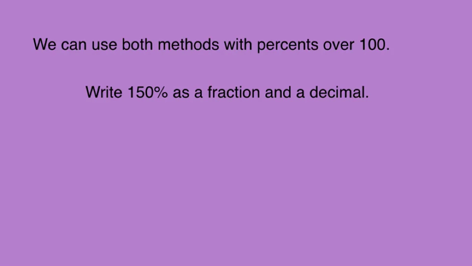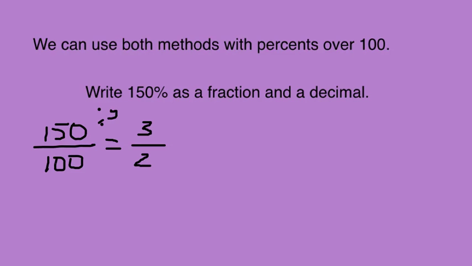We can also use both methods with percents that are over 100. Sometimes students will get confused when they see a percent over 100 and think that they cannot write that as a fraction or a decimal. So I'm looking at the number 150%. I'm still going to write it per 100. So my fraction is going to be 150 over 100. I can reduce this fraction by 50. I can divide both of these by 50. So how many 50s are there in 150? 3. How many 50s are there in 100? 2. So I divided by 50. Leave it as an improper fraction to work out your problem.